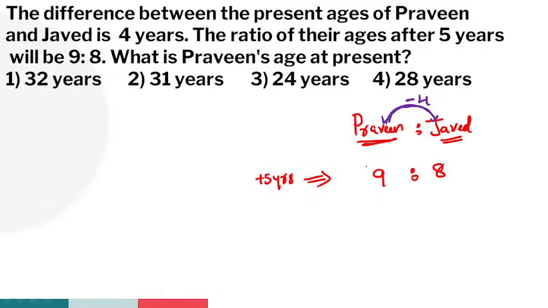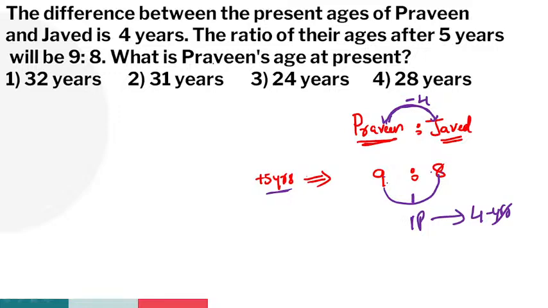Okay, after 5 years, the age ratio is given. After 5 years, the age ratio is how much? 9:8. Check the difference, guys. Here, 9:8. Difference is how much? One part. One part is equal to how many years, guys? 4 years. The difference between Praveen and Javed is how many years? 4 years. But the given ratio is here. So after 5 years, the age ratio is given.